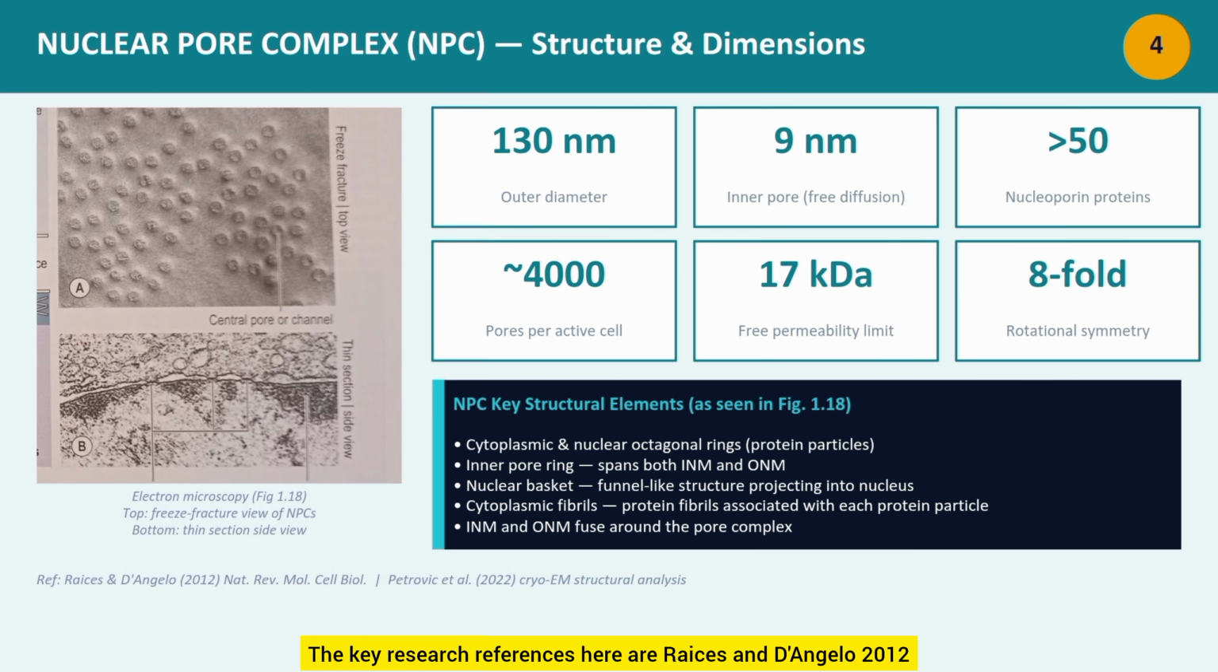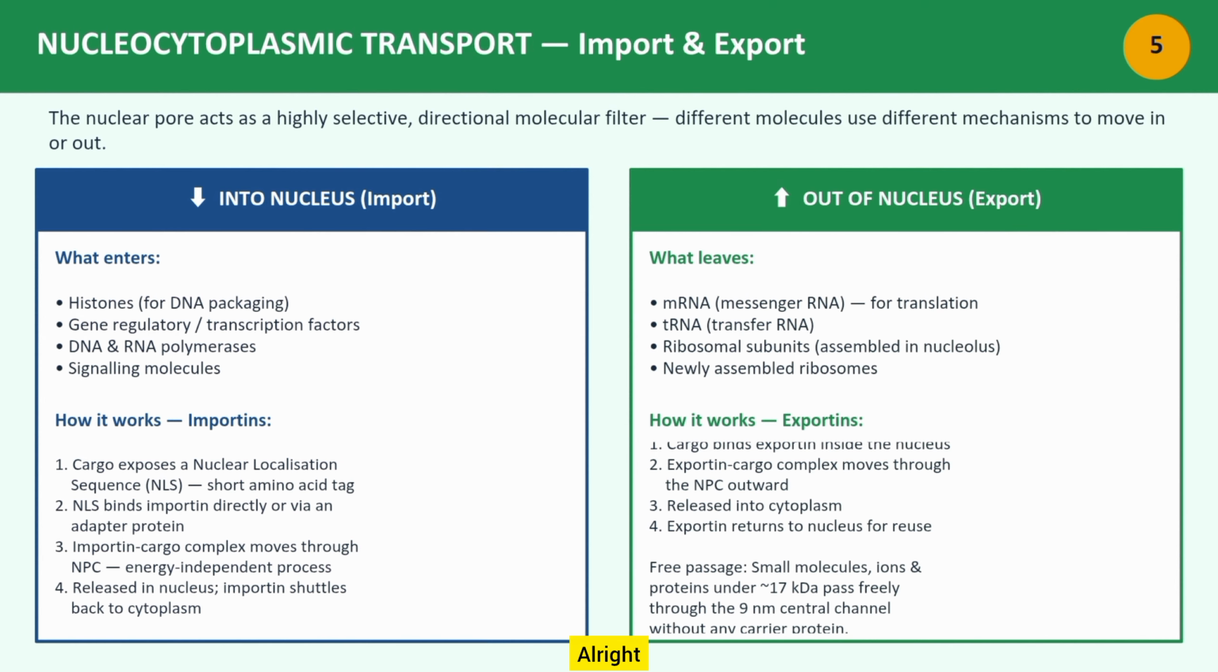The key research references here are Raices and D'Angelo 2012, who showed that NPC composition actually varies between different cell types, and Petrovic et al. 2022, who used cryo-electron microscopy to resolve the NPC structure at near-atomic resolution. Incredible work. Alright. We know what the pore looks like. Now let's understand what it does.